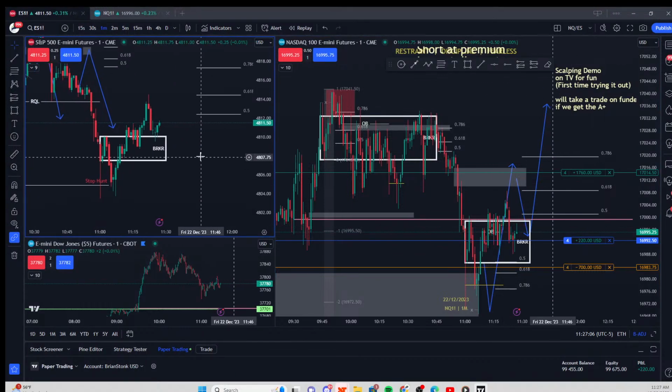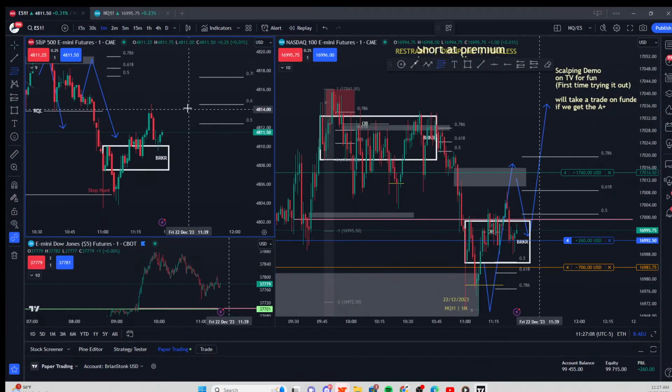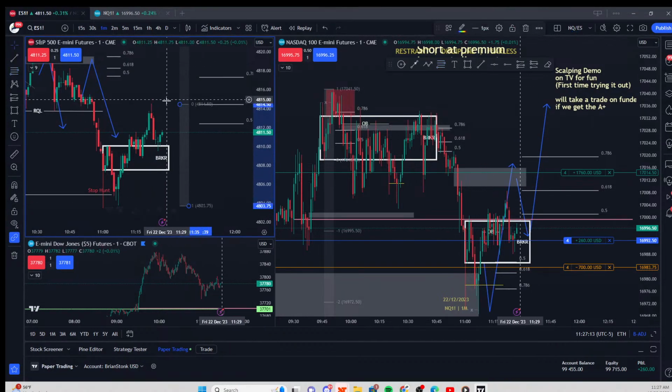Back inside this bullish breaker here. If I were to look at the premium here, I would go from all the way down here to up here.